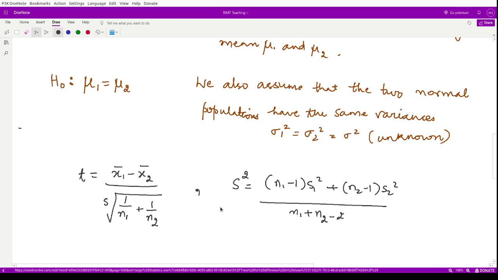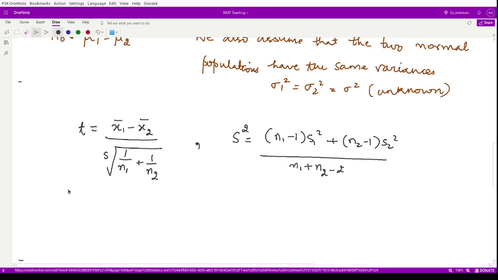Here the distribution has how many degrees of freedom? In this case we have the degrees of freedom as n1 plus n2 minus 2. So this is the degrees of freedom in this particular case.